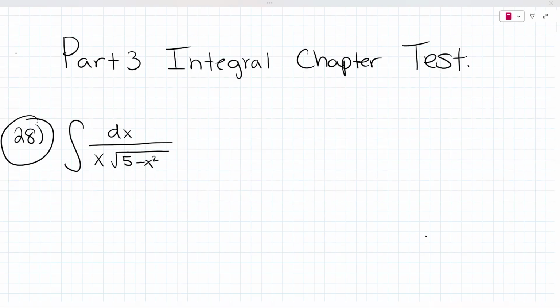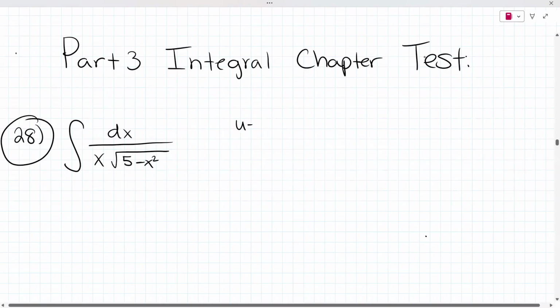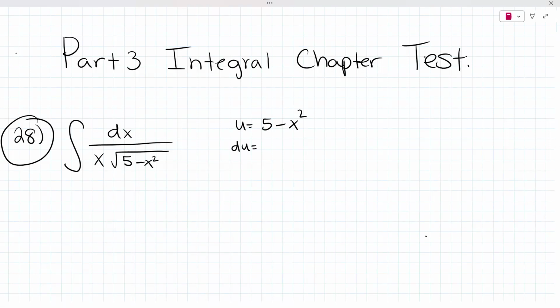We have the integration of dx over x times square root of 5 minus x squared. So what do you think this is? Do you think it's a u substitution? So I think we'll have to use u equals 5 minus x squared. Do you think that's a u substitution? I don't think so, because if you take the derivative of that, you get negative 2x dx. The x is on the bottom, so that will not work.